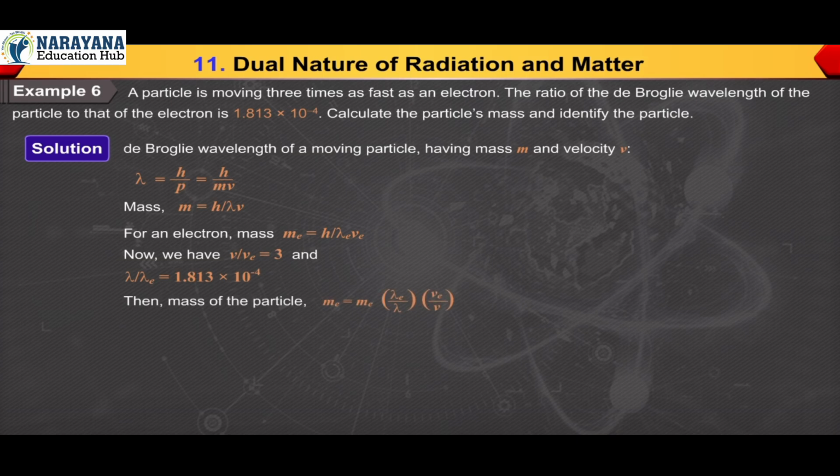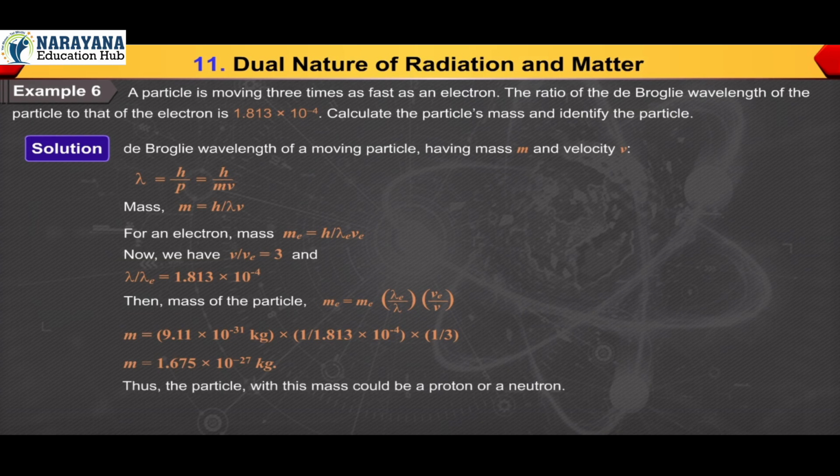Then the mass of the particle m = me × (lambda_e/lambda) × (v_e/v). m = 9.11 × 10^-31 kg × 1/(1.813 × 10^-4) × 1/3. Therefore, m = 1.675 × 10^-27 kg. Thus, the particle with this mass could be a proton or a neutron.